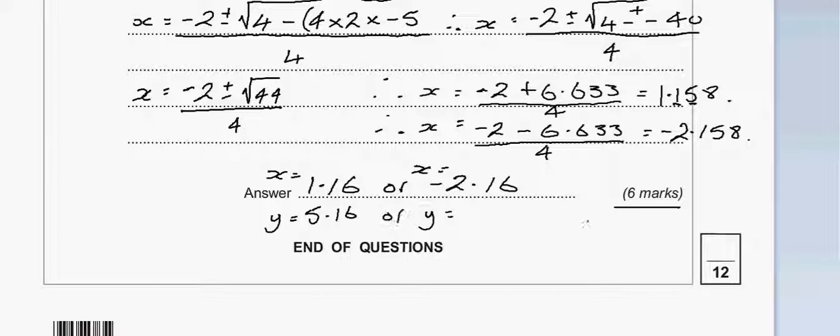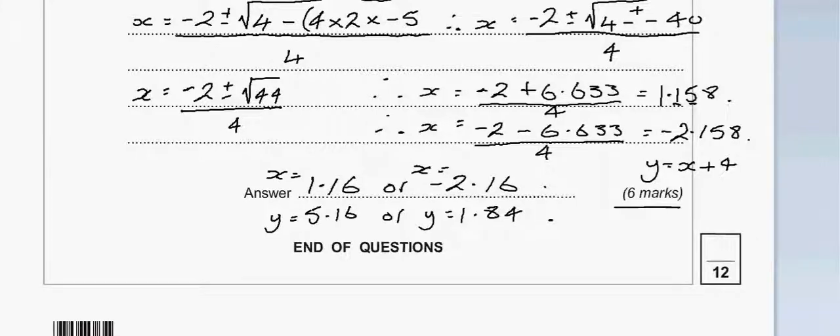Okay. Well, we have to work out our other value, so y equals x plus 4. So here we're going to have minus 2.16 plus 4, okay, which I think will give us 1.84, I believe.